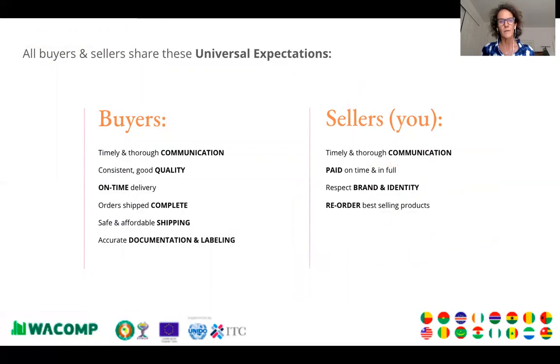All buyers and sellers share universal expectations. For buyers, they expect the following things from global suppliers: timely and thorough communication within 24 or 48 hours, consistent good quality products, on-time delivery, orders shipped complete, safe and affordable shipping, accurate documentation and labeling.